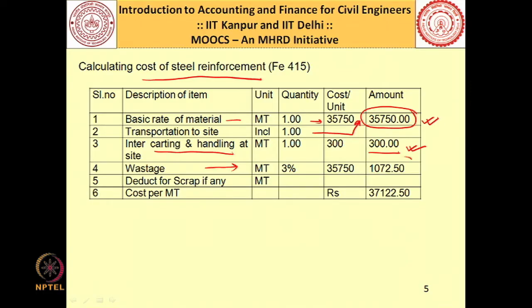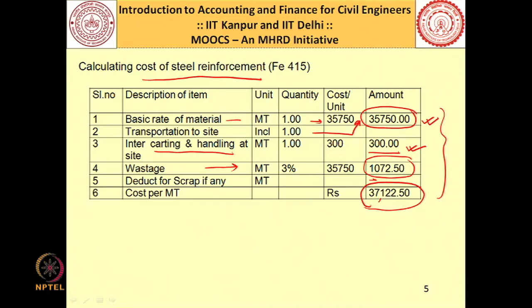So, I am getting 1072.50. So, total I add it up. If I am selling my scrap, then that credit I should have got for this particular costing, but right now I am assuming no credit. So, 0 here. So, if you add all these values, you are getting 37,122.50. So, this is how using unit rate method we are able to calculate the cost of steel reinforcement.